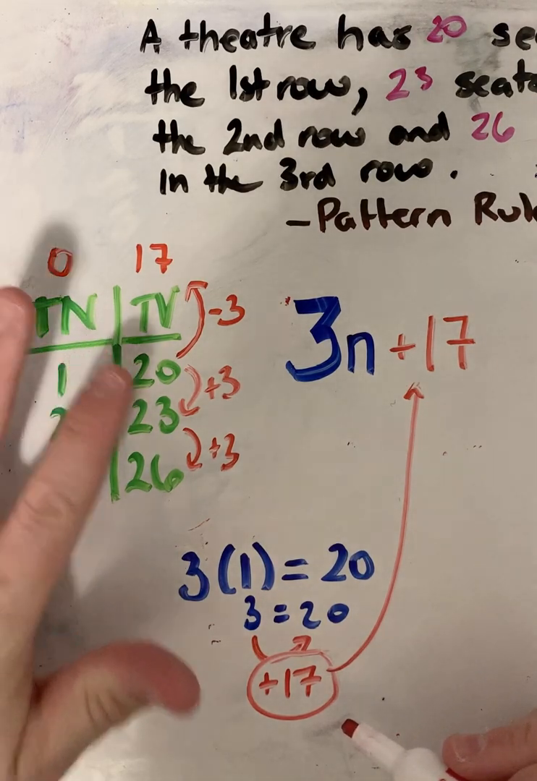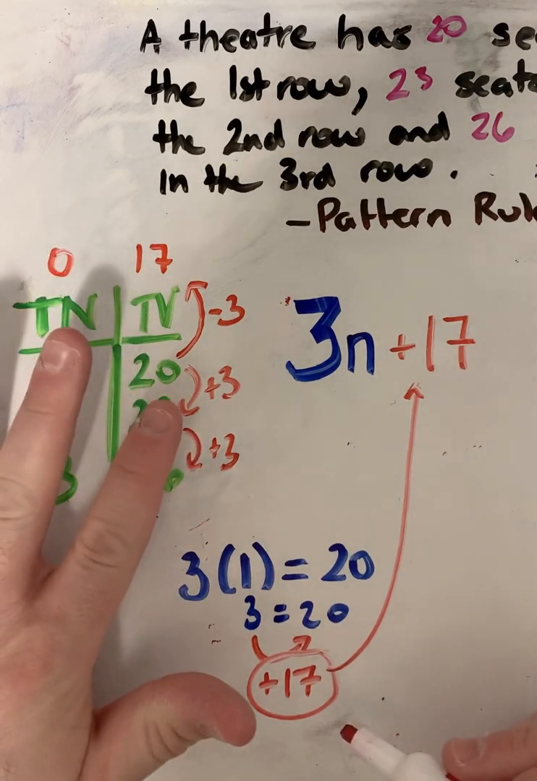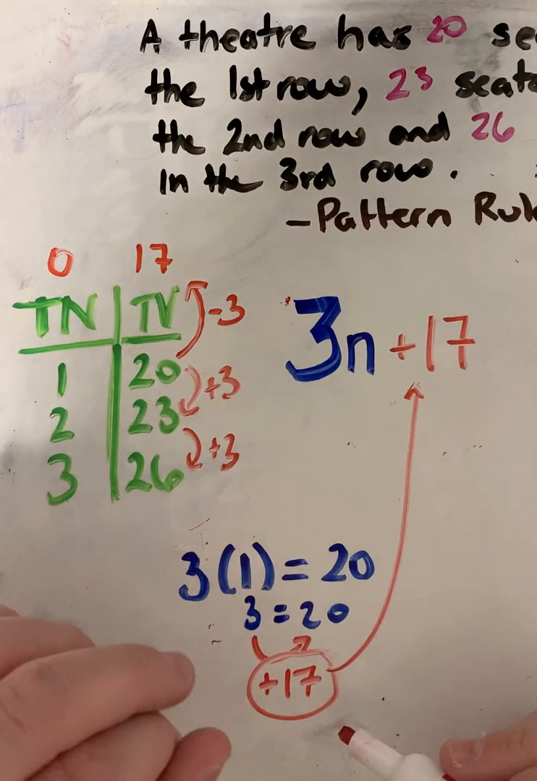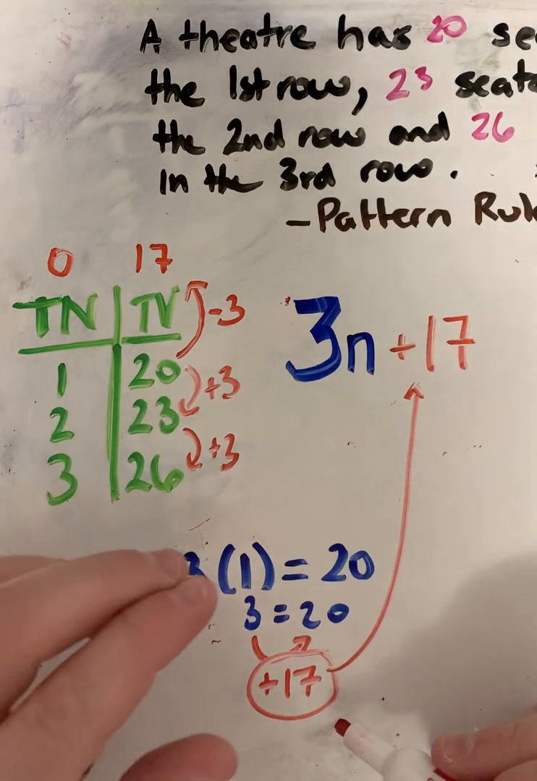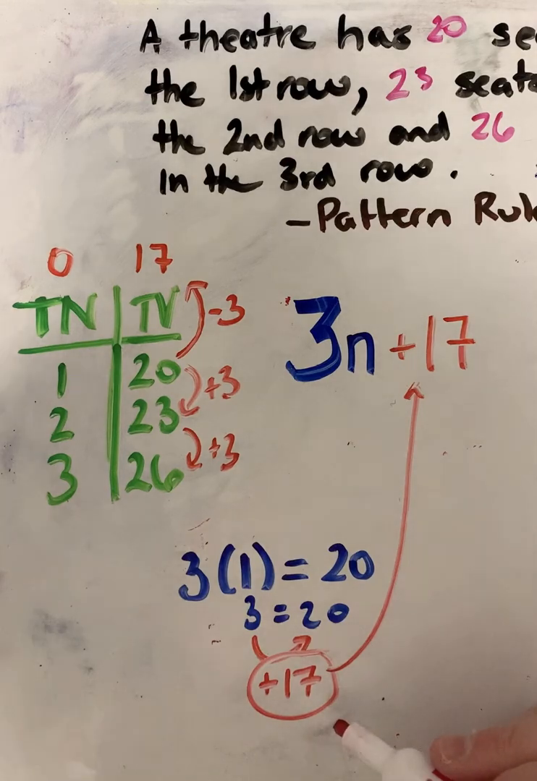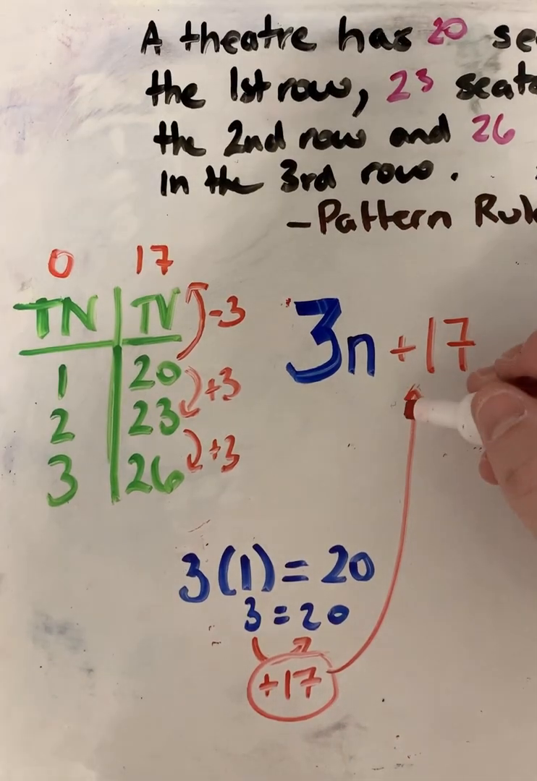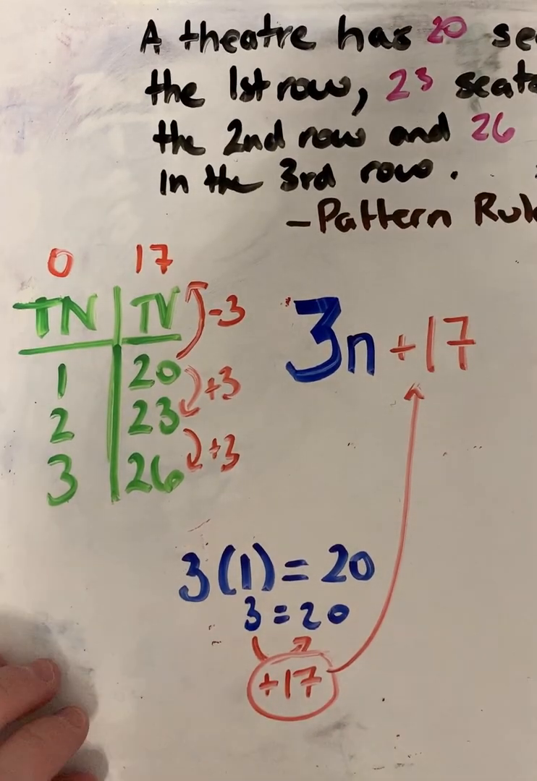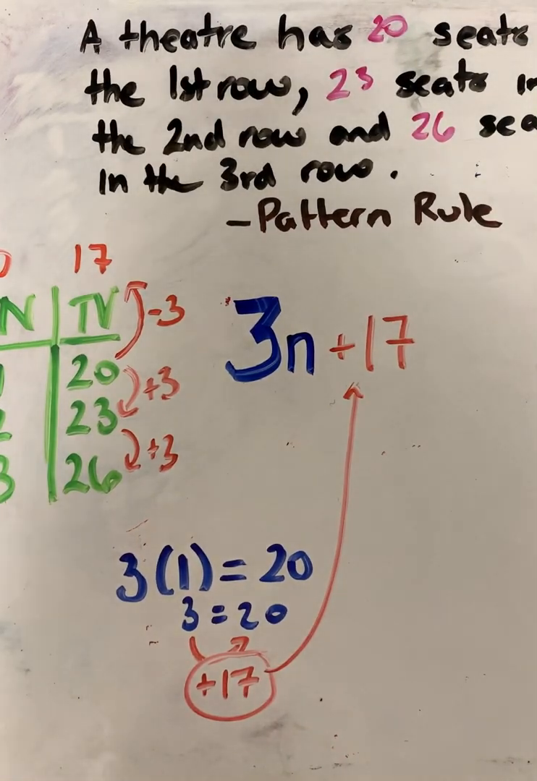Here's the thing, guys. Term 0 doesn't always work, okay? In nonlinear patterns, it may not work, but in linear patterns, it does. It's as useful as possible. So 3n plus 17, I've got to test it out just to make sure that I'm correct.